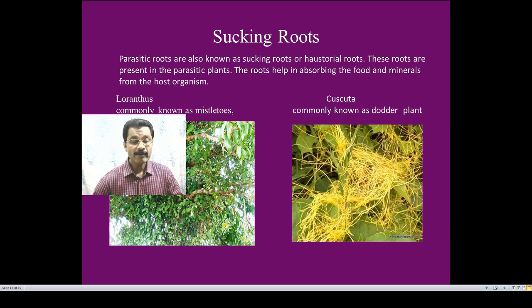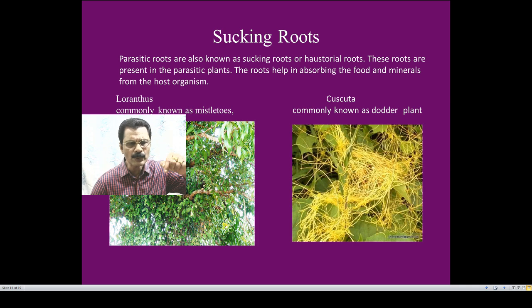Loranthus depends on other plants for food and shelter. That is a partial stem parasite. Parasites are of different types. Stem parasite is there, root parasite is there, partial parasite is there, total parasite is there. Here we can see total stem parasite and partial stem parasite. This is the partial stem parasite Loranthus, and these plants produce certain roots called haustorial roots, otherwise called sucking roots.